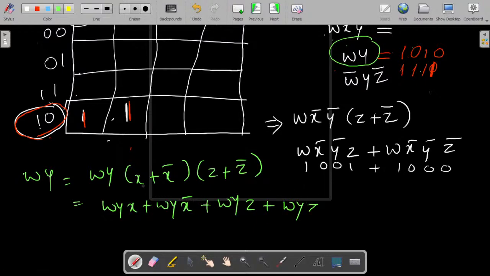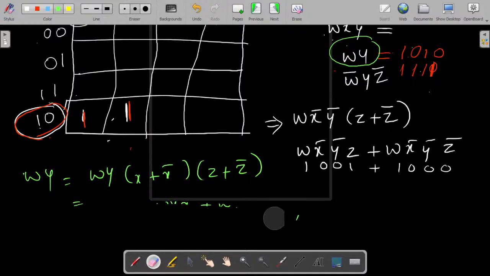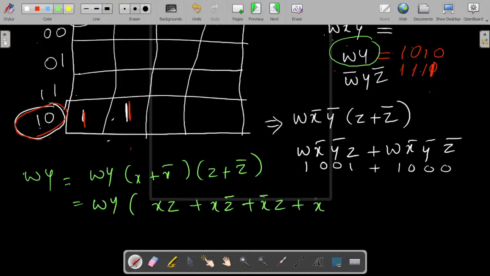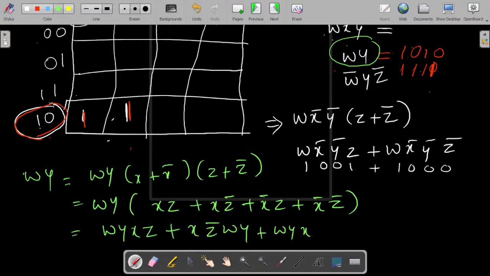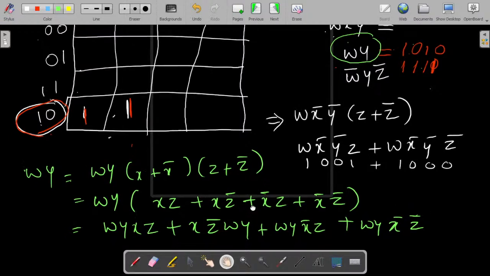Sorry, first you need to find the product terms. w into y, into the bracket x z plus x z bar plus x bar z plus x bar z bar. Now expanding, w y x z plus w y x z bar plus w y x bar z plus w y x bar z bar. This is the four terms.